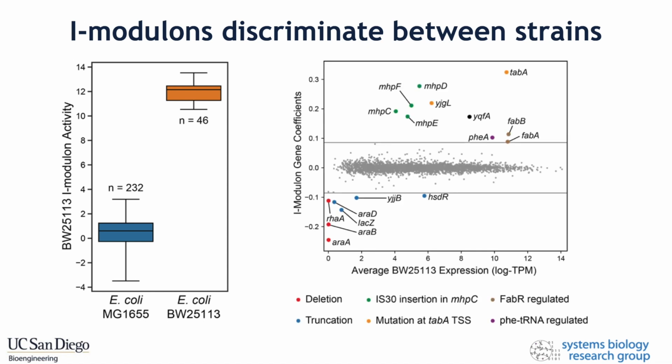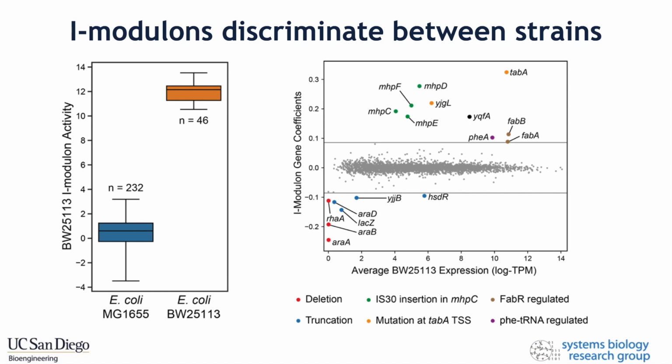When we look at the genes that are in this iModulon, all of the genes with the negative coefficients down here are either deleted or truncated in the BW strain. So this negative gene coefficient multiplied by the positive activity in BW shows that there is a net negative expression level compared to the wild-type MG1655 strain. On the other hand, the genes with the positive iModulon coefficients all have mutations we hypothesize increase their expression levels.